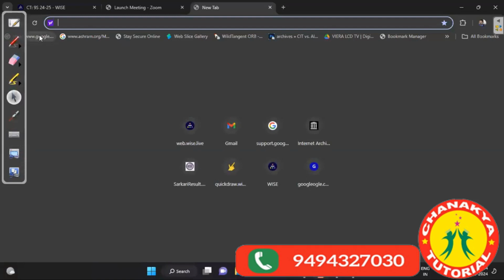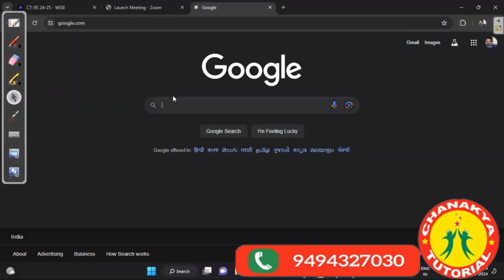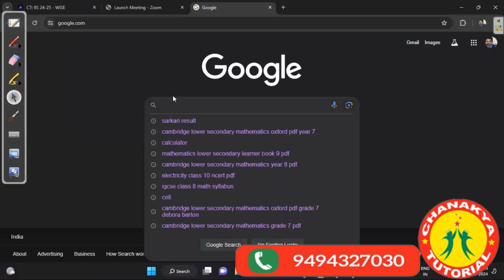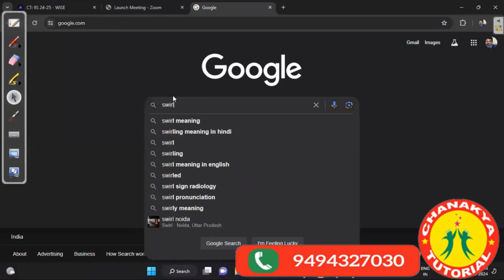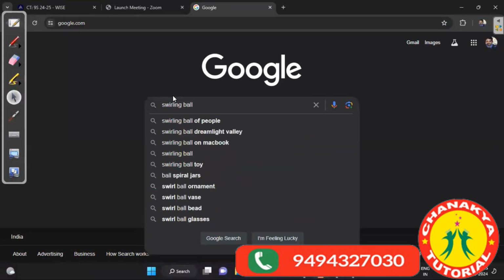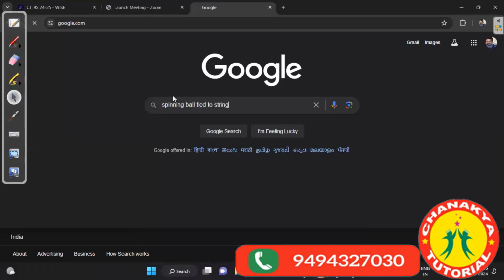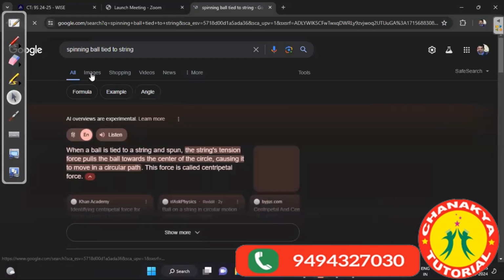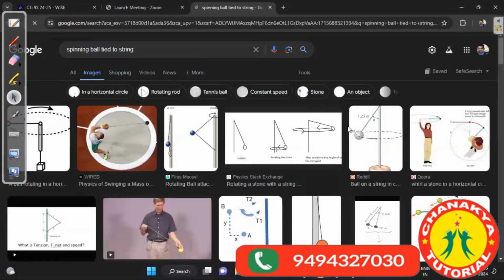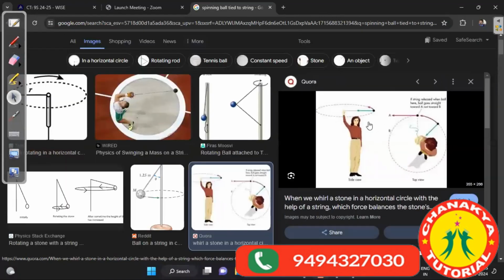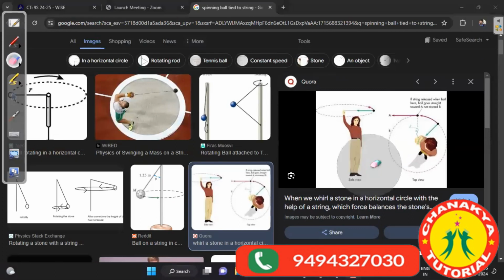I need to show you some images here. I have a swirling ball, something like this, like the boy is doing here. You observe what the boy is doing here. He's making the ball go around in a round. He has tied the ball with the help of a thread and he's making it go round.